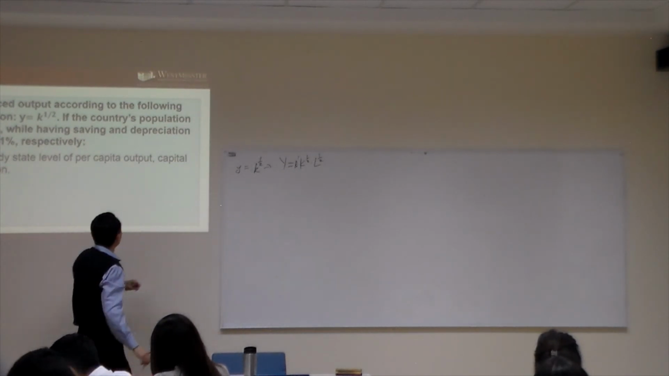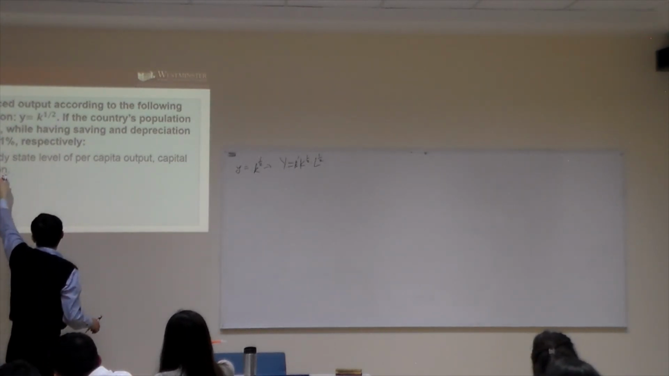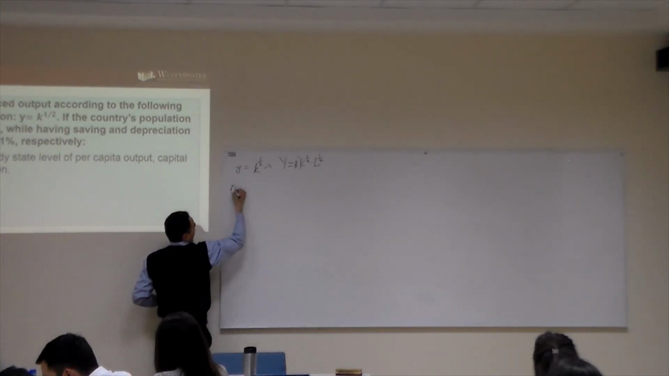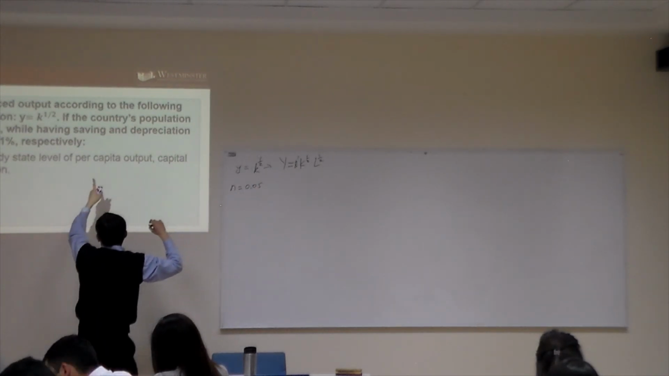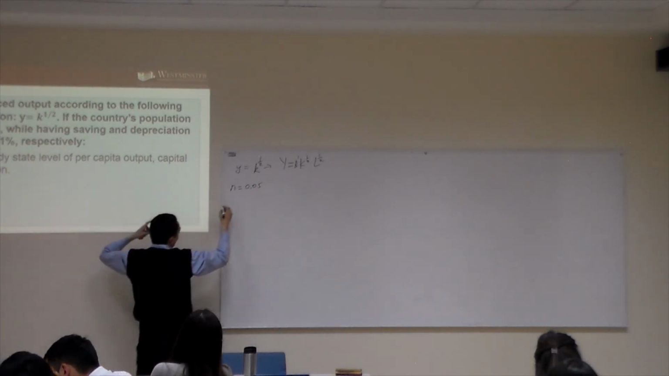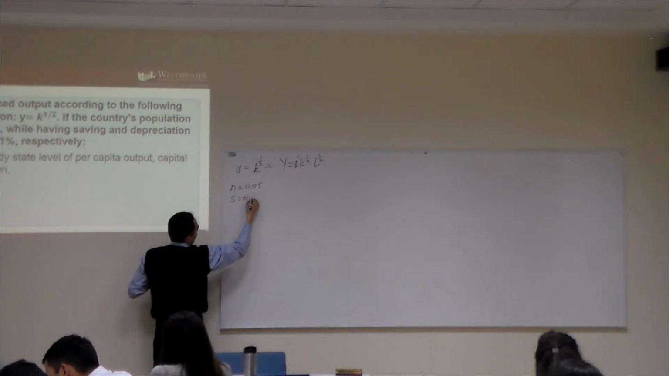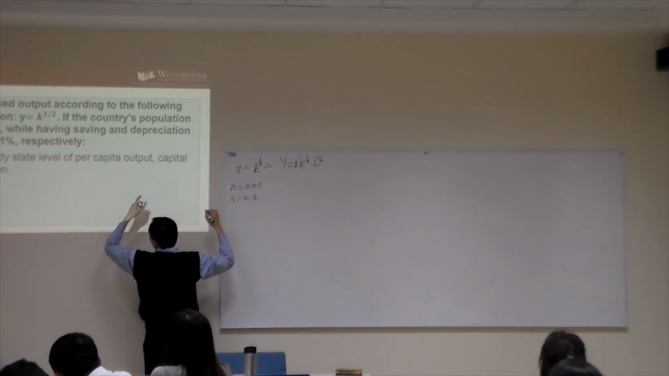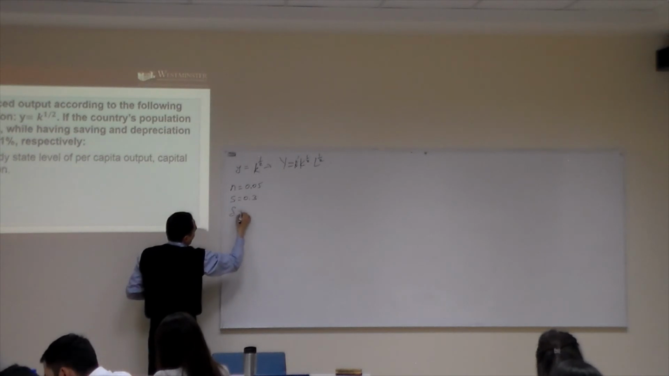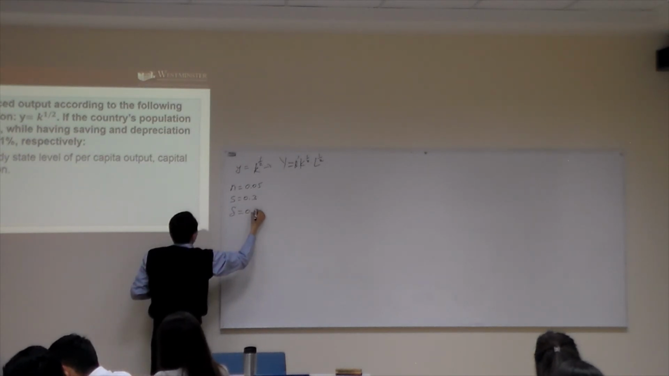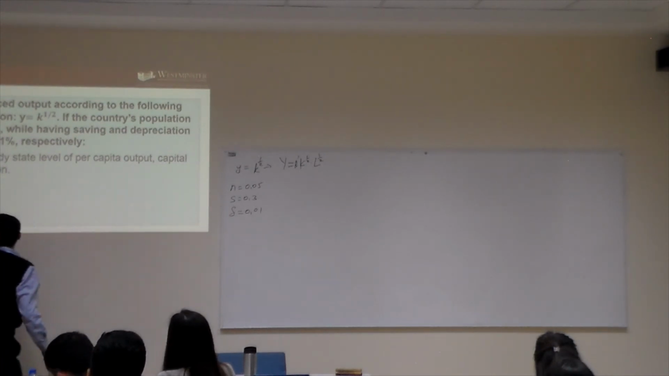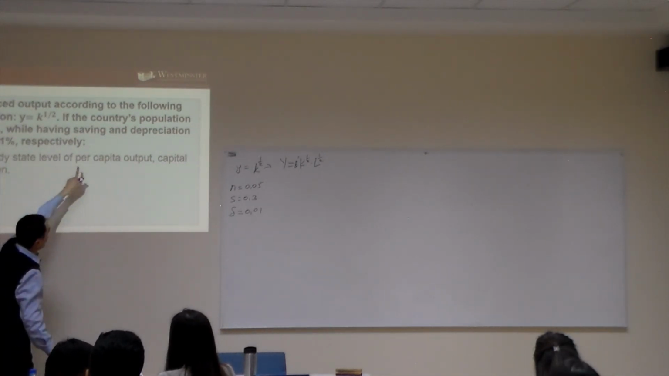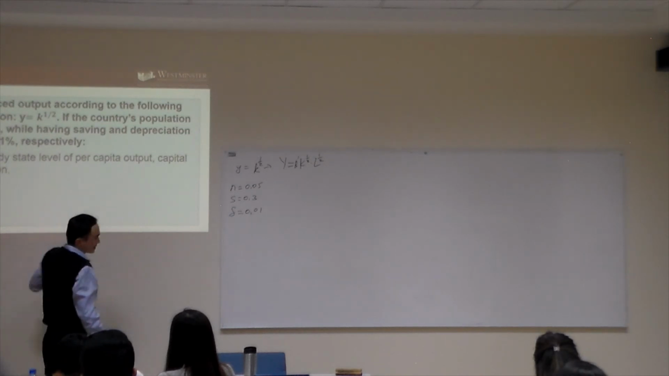Okay, it's the same. And now we are given the growth rate of population, which is 5%, 0.05. And we are given the saving rate, which is 30%. And we are given the depreciation rate, which is 1%, 0.01. We are asked to define the steady state levels of per capita output, capital, and consumption. Can you define?